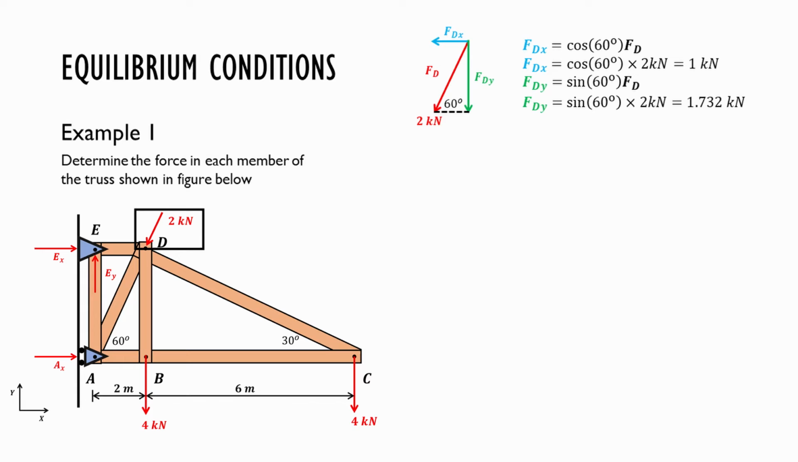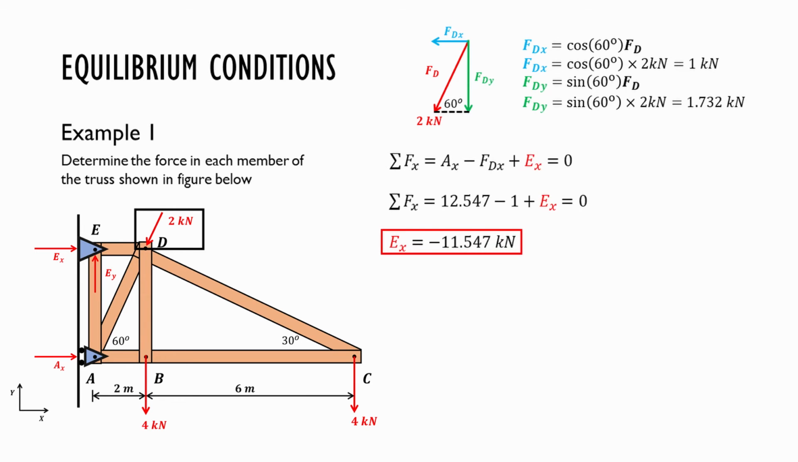Once the reaction force Ax is solved, decompose the force at D into x and y components as Fdx and Fdy. Fdx is the adjacent side relative to the given angle. Thus, Fdx is equal to cosine of 60 degrees times Fd. So Fdx equals 1 kilonewton. Fdy is opposite to the given angle. Thus, Fdy equals sine 60 degrees times Fd, which is 1.732 kilonewton.